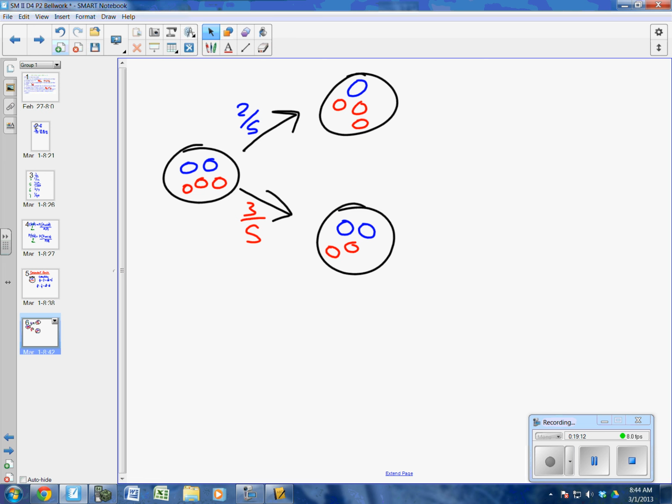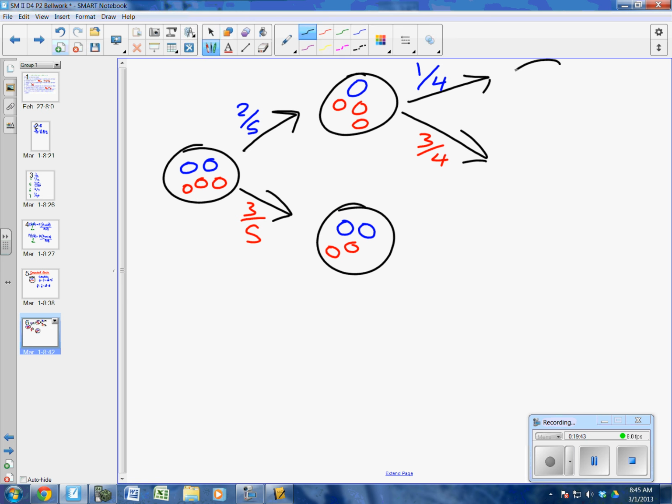Now, let's take it one step further, you guys. Let's say, what's the chance of pulling out a blue marble this time? 1/4. And what's the chance of pulling out a red marble down here? 3/4. Okay, and what would I have left in each one of these?